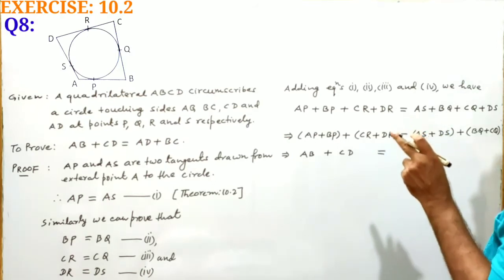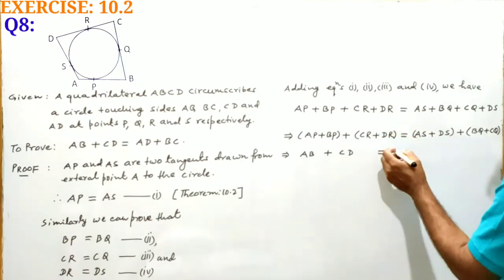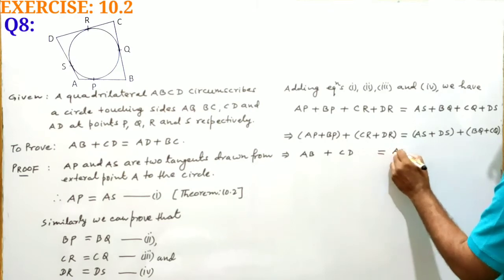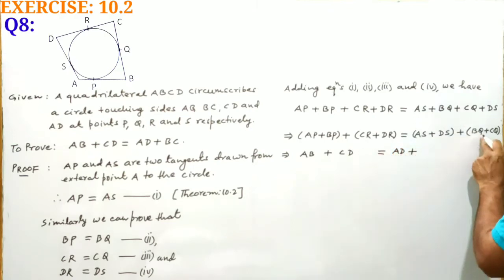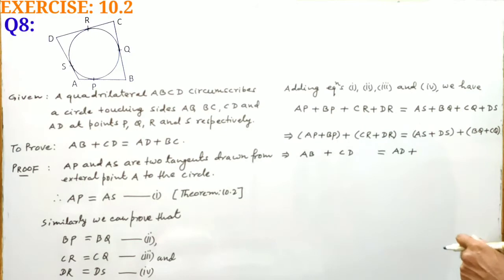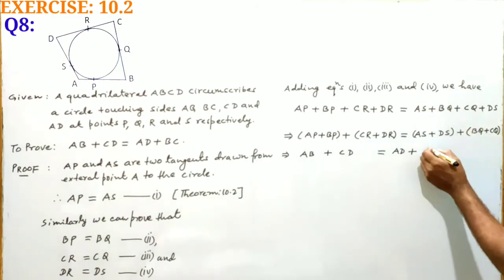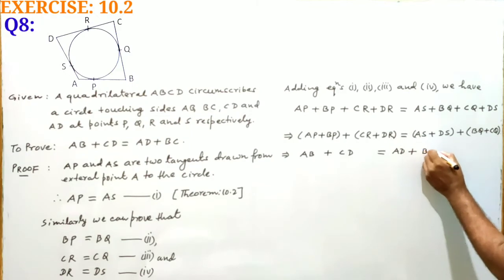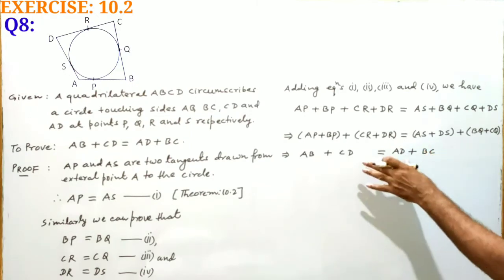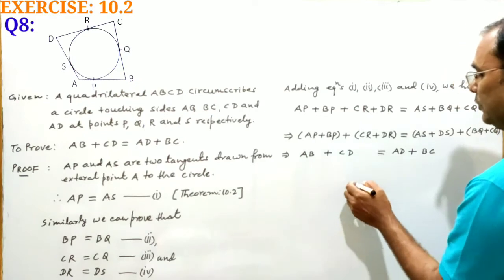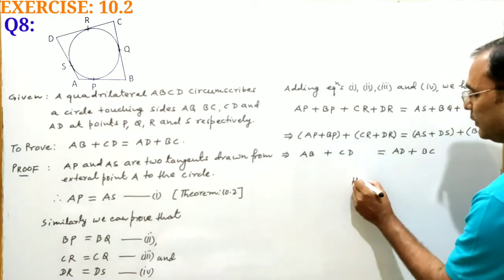touching the circle at point S, so AS plus DS is equal to AD plus BQ plus CQ, as side BC is touching the circle at point Q, so BQ plus CQ is equal to BC, and this is the required result that we wanted to prove, so hence proved.